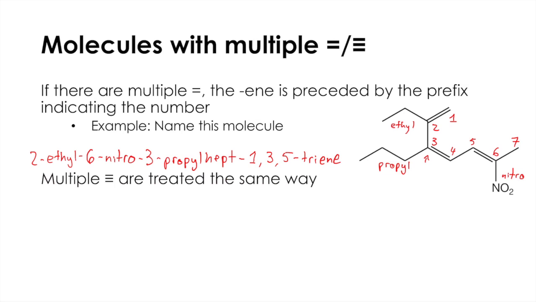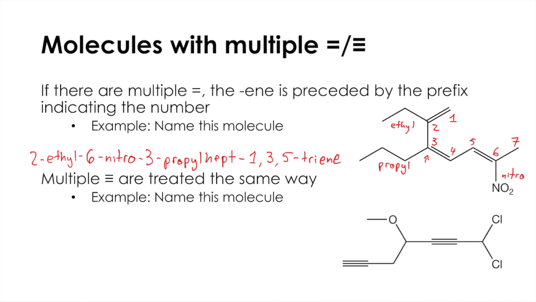Let's try another one. Triple bonds are treated the same way as double bonds. So in this case, now we just have to pick the chain with the most triple bonds. So 1, 2, 3, 4, 5, 6, 7. So again, we have 7 carbons. And then we're dealing with 2 types of substituents, chlorine and methoxy. So chlorine comes first. So we have 7, 7 dichloro, because there are 2. And then we have 4 methoxy.